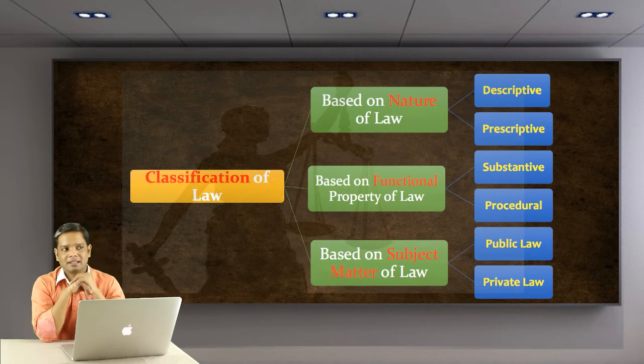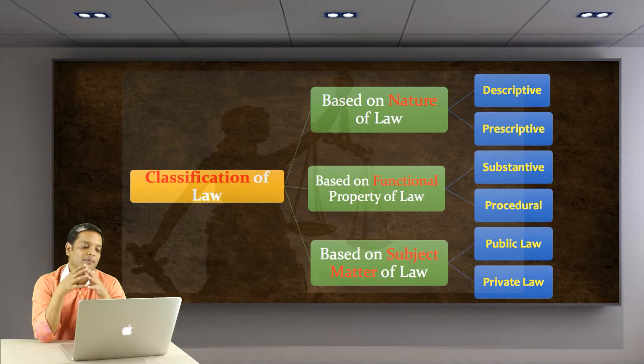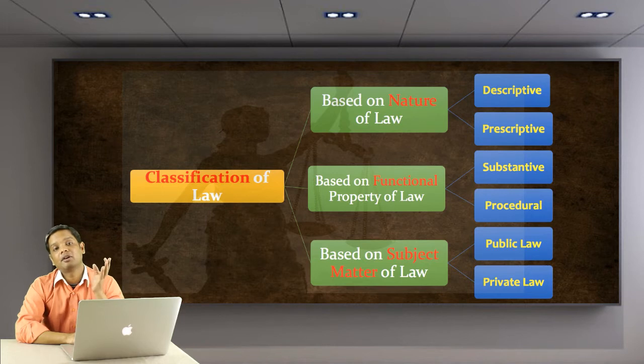Descriptive law, as the name suggests, is something defined in detail. So in a democratic country, we have descriptive law that describes the rules and regulations in detail, and that is applicable to every citizen equally.